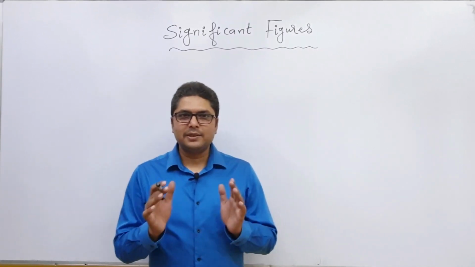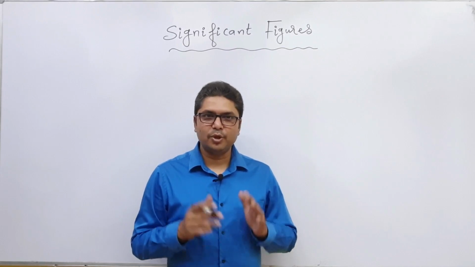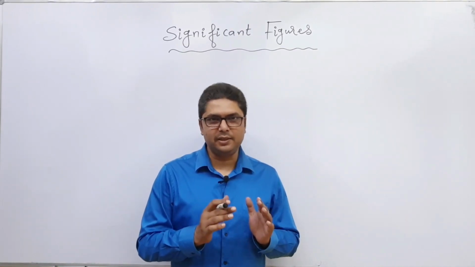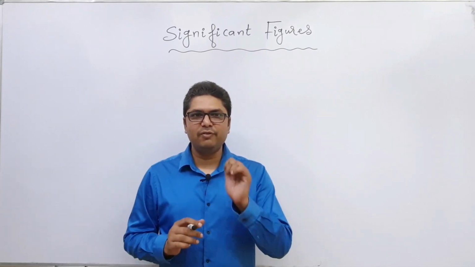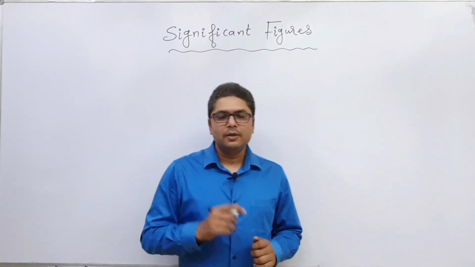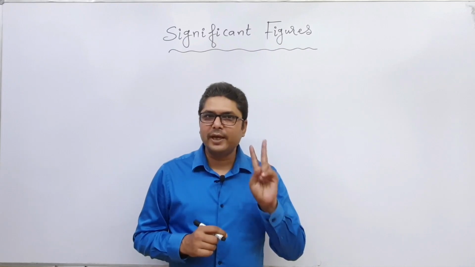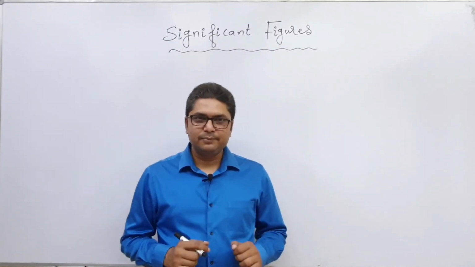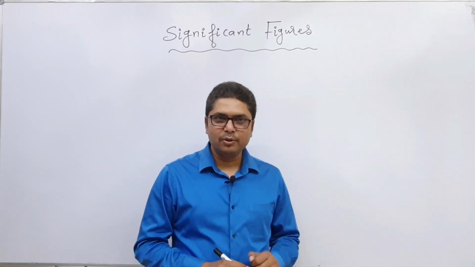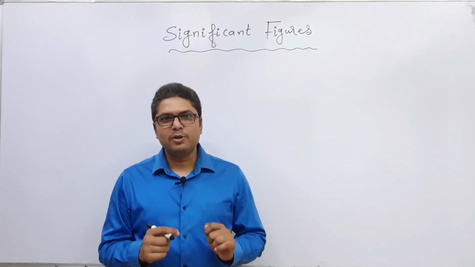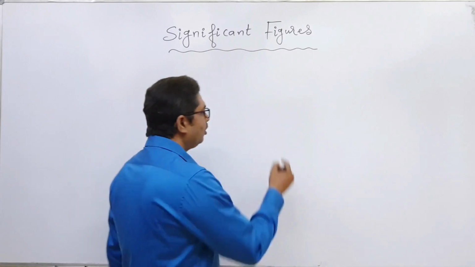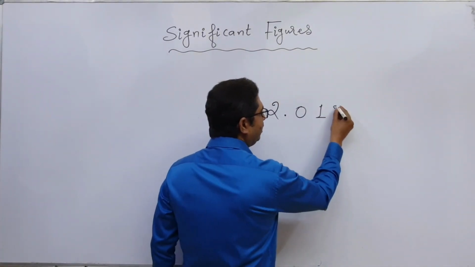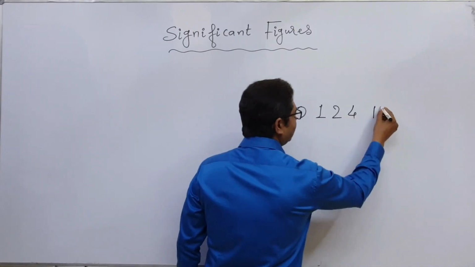Thus, you understand what is significant figure. Now you are going to understand what are certain digits and uncertain digits. For that, I will give you an example. Suppose you have to buy 2 kg mango for your family. You go to the market, you buy 2 kg mango. The weighing machine shows the result 2.0124 kg.